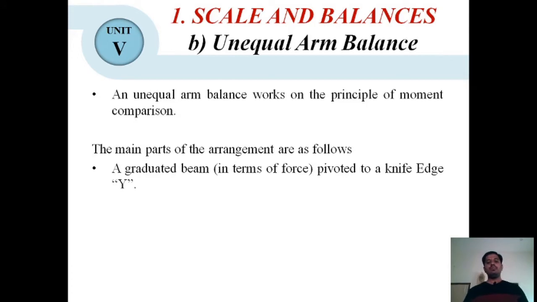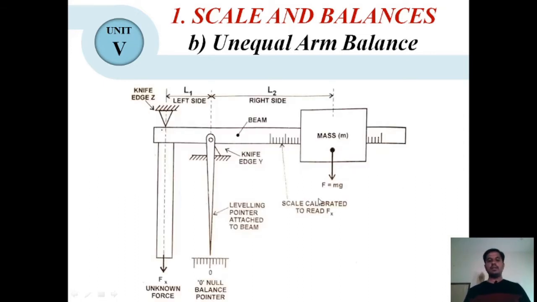An unequal arm balance as usual works on moment comparison, but it has a graduated beam. The main parts of this unequal arm balance: the first one is a graduated beam in terms of force, pivoted to a knife edge Y. So there will be a beam which is pivoted at a knife edge Y. Let us see in the figure. This is your beam, a graduated beam on which there will be some graduations, which are present on the right side of the beam.